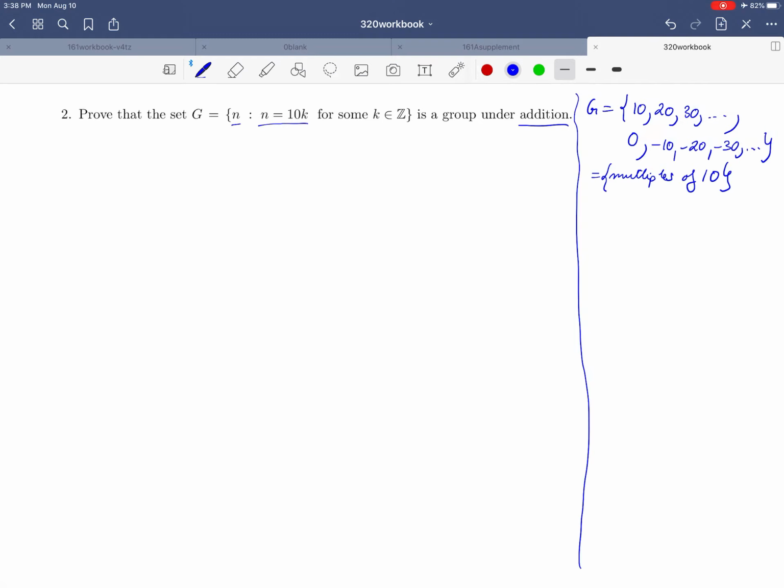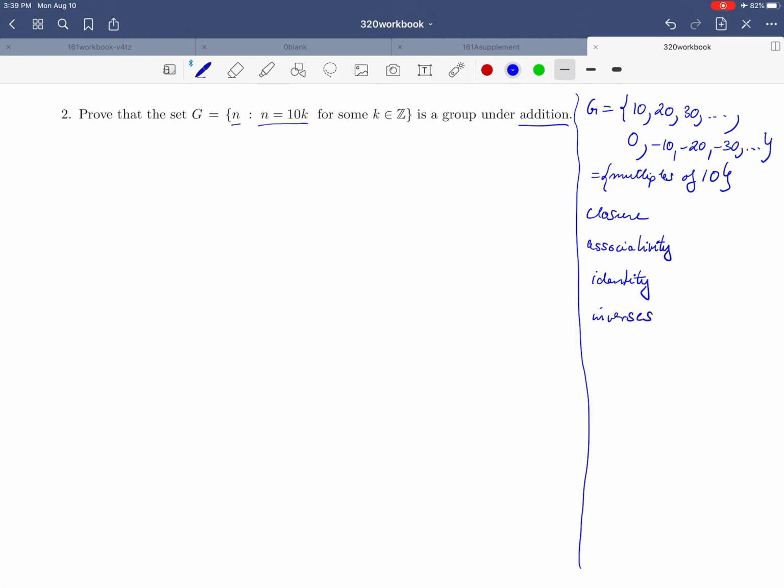What do we have to show to show that something is a group? We have to show closure. We have to show associativity. We have to find an identity. And we have to have inverses.